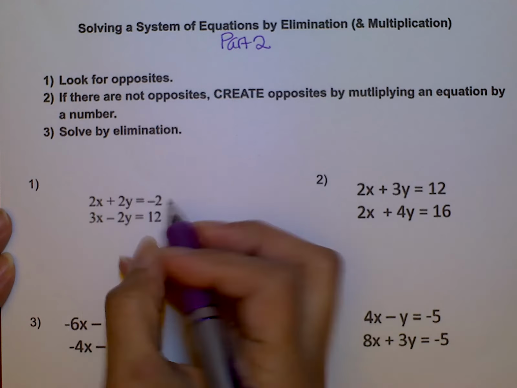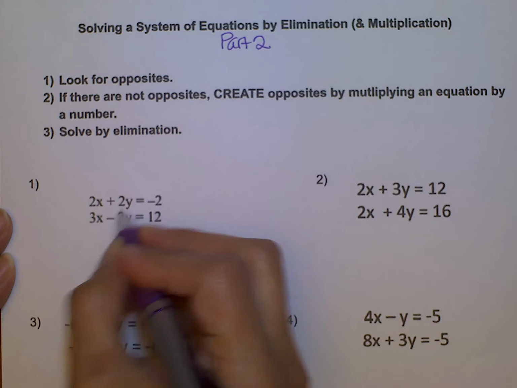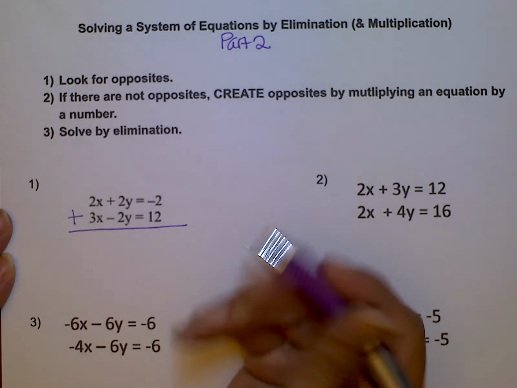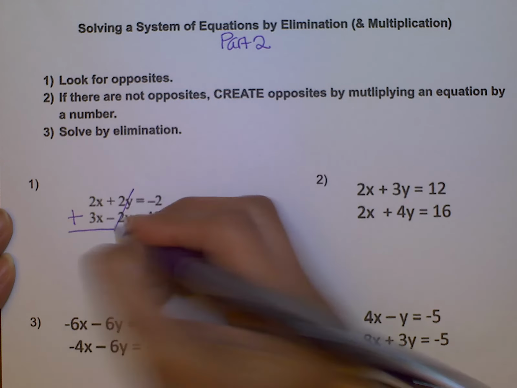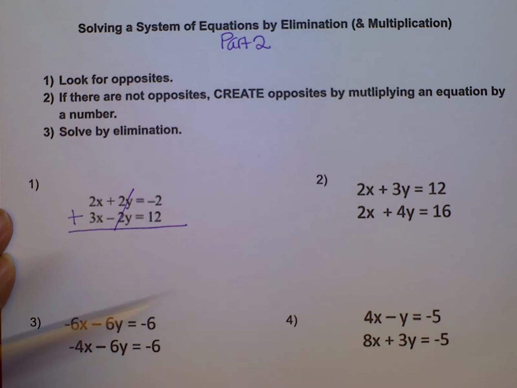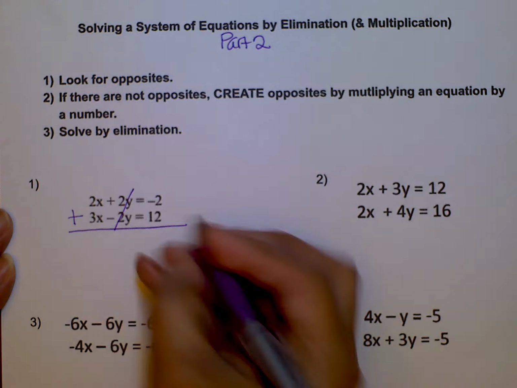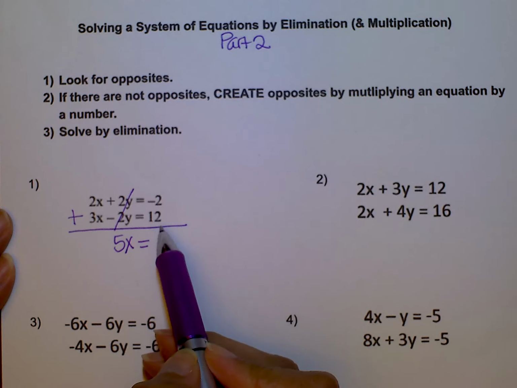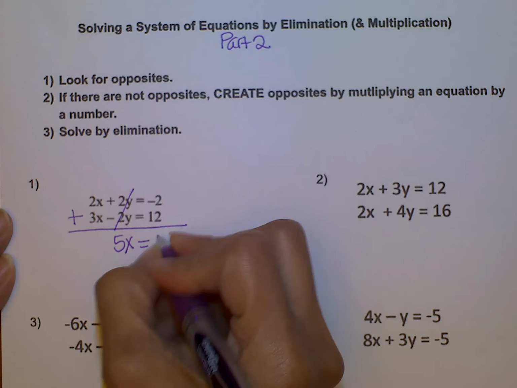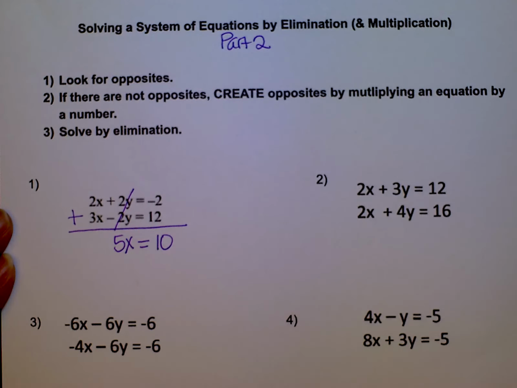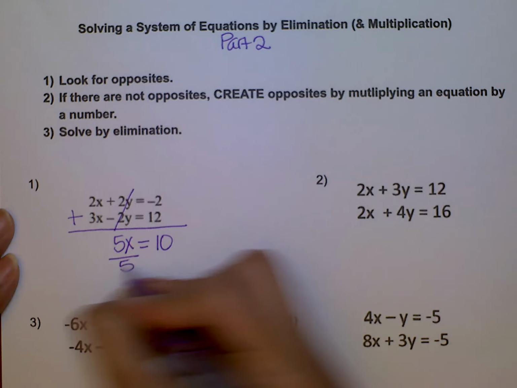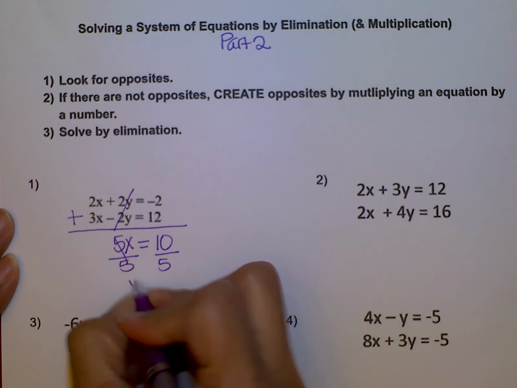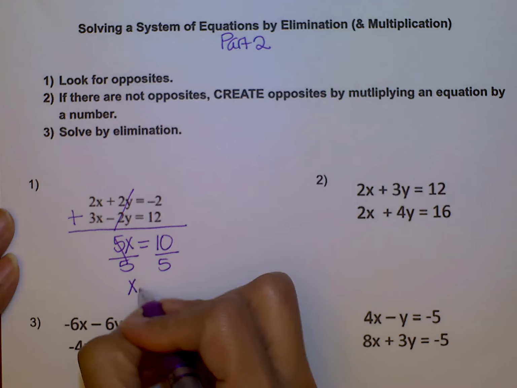So the first thing you're going to do, since I've identified my opposites right here, is add my two equations together. When I do that, my opposites cancel out right there, and I'm going to add what is remaining. So I've got 2x and 3x, which add up to 5x. Then I've got negative 2 and 12, and that's going to add up to 10. At this point, just solve the one-step equation by dividing by 5. So 10 divided by 5 is 2.